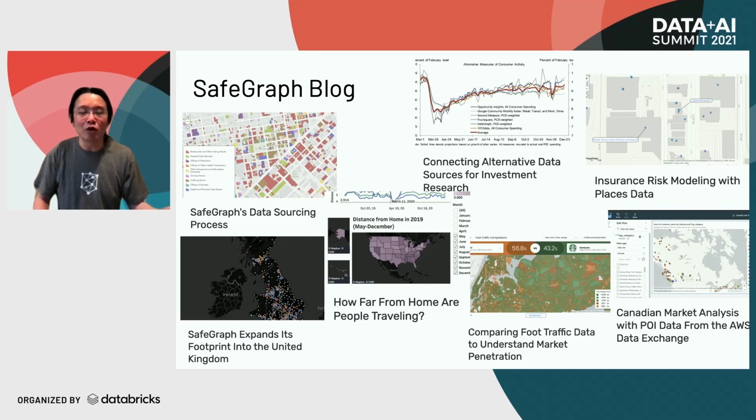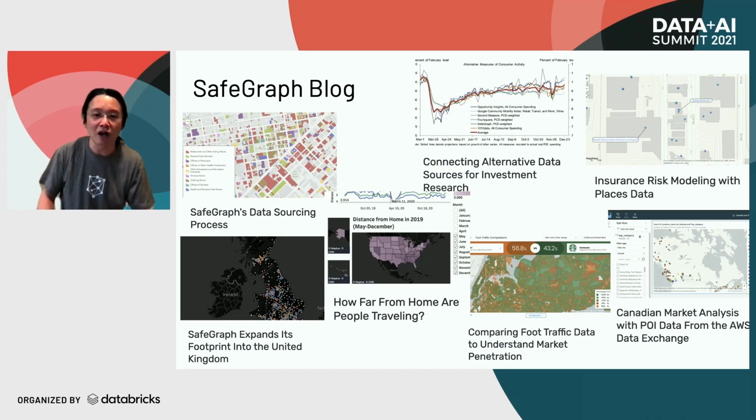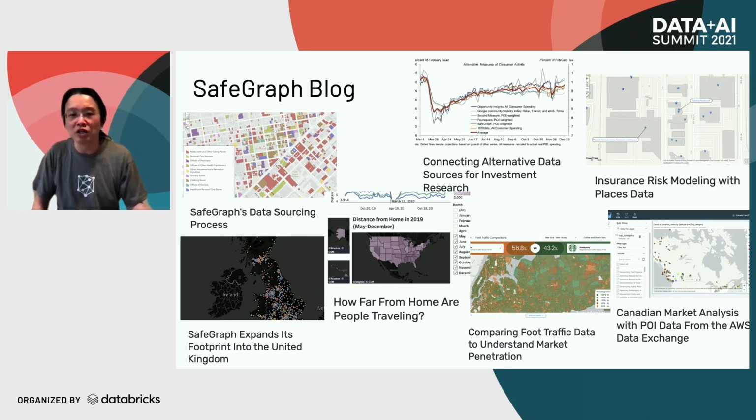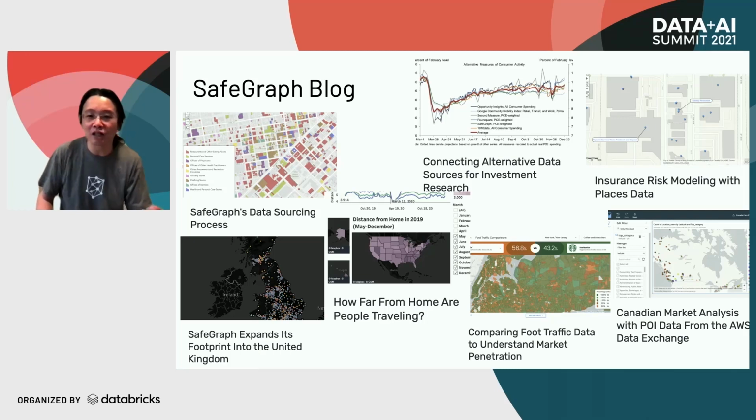So lastly, I want to point to the SafeGraph blog. As you see here, we have very interesting information about how we're processing data. We see on the left-hand side what sort of data sourcing we have, our expansion to a new region like the United Kingdom. And then we also have a number of interesting use cases, whether it's investment research, risk modeling, market analysis, market penetration, competitive intelligence, or just how far people are traveling during the pandemic.